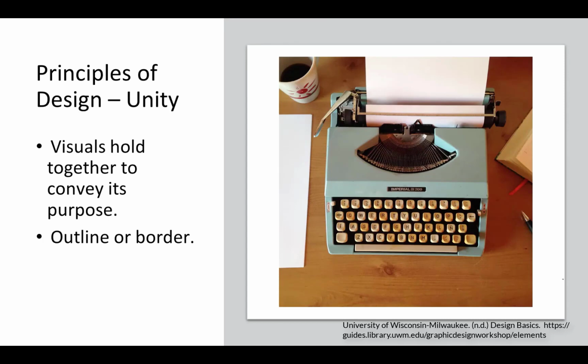Unity means that a visual holds together to convey its purpose. This can be done by placing an outline or border around the elements in a display. Repetitions of shapes, forms, and objects can also promote unity.